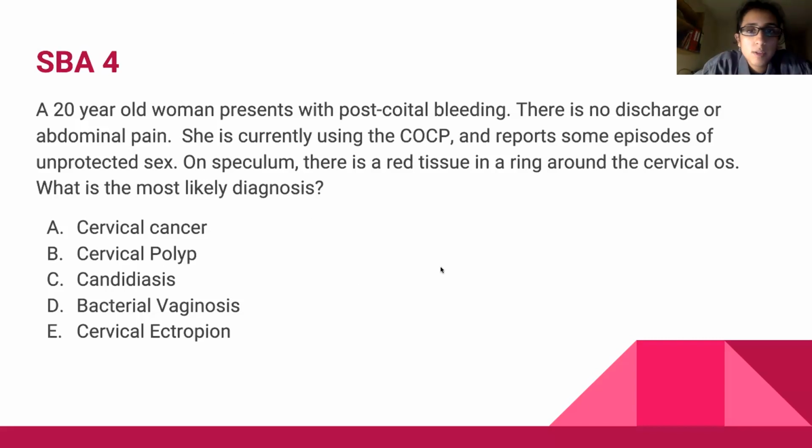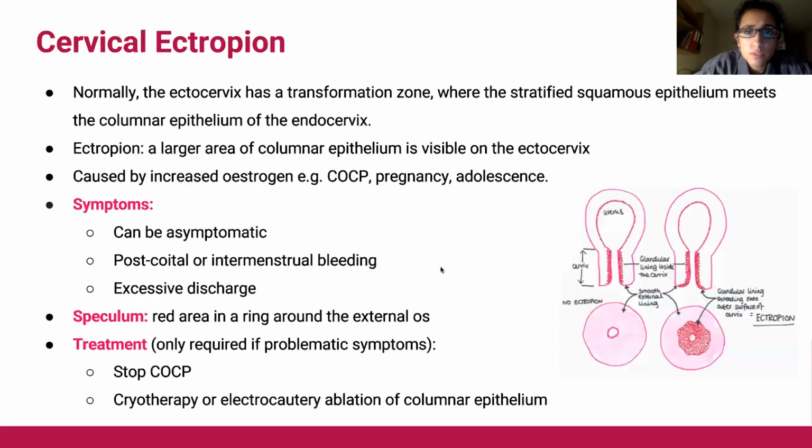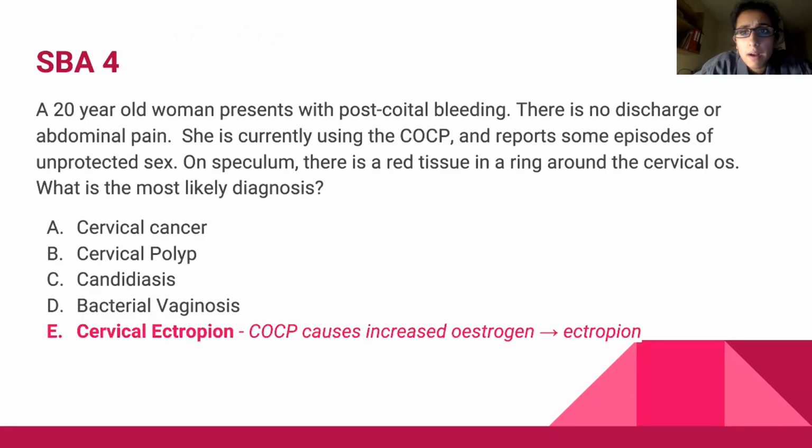So this is a 20-year-old woman with postcoital bleeding, so bleeding after sex. There's no discharge or abdominal pain, currently using the combined pill, and reports some episodes of bleeding. On speculum examination, you can see a red tissue around the cervical os, which is the opening of the cervix. Most likely diagnosis here is a cervical ectropion, and I'll explain why.